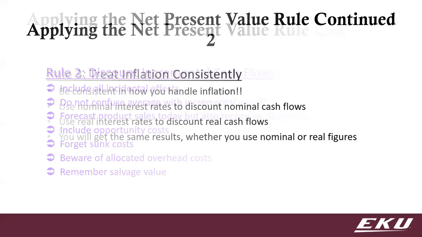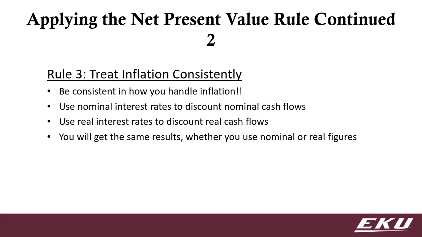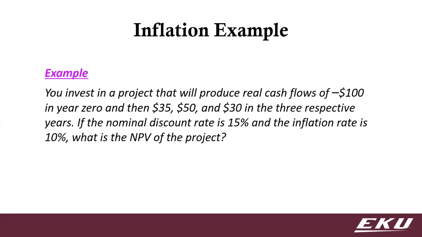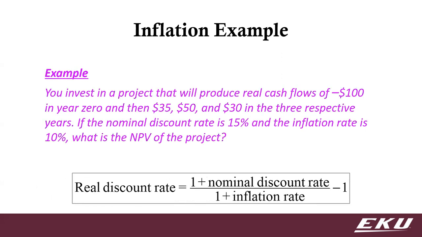Okay, so our third rule, we're going to be consistent in how we treat inflation. I'll let you read through that, but we just want to make sure we're consistent. We can do nominal, we can do real, but let's just be consistent. This has come up before, the Fisher equation: 1 plus real times 1 plus inflation is equal to 1 plus nominal. But we can rewrite that as real equals 1 plus nominal divided by 1 plus inflation, and then all of that minus 1.